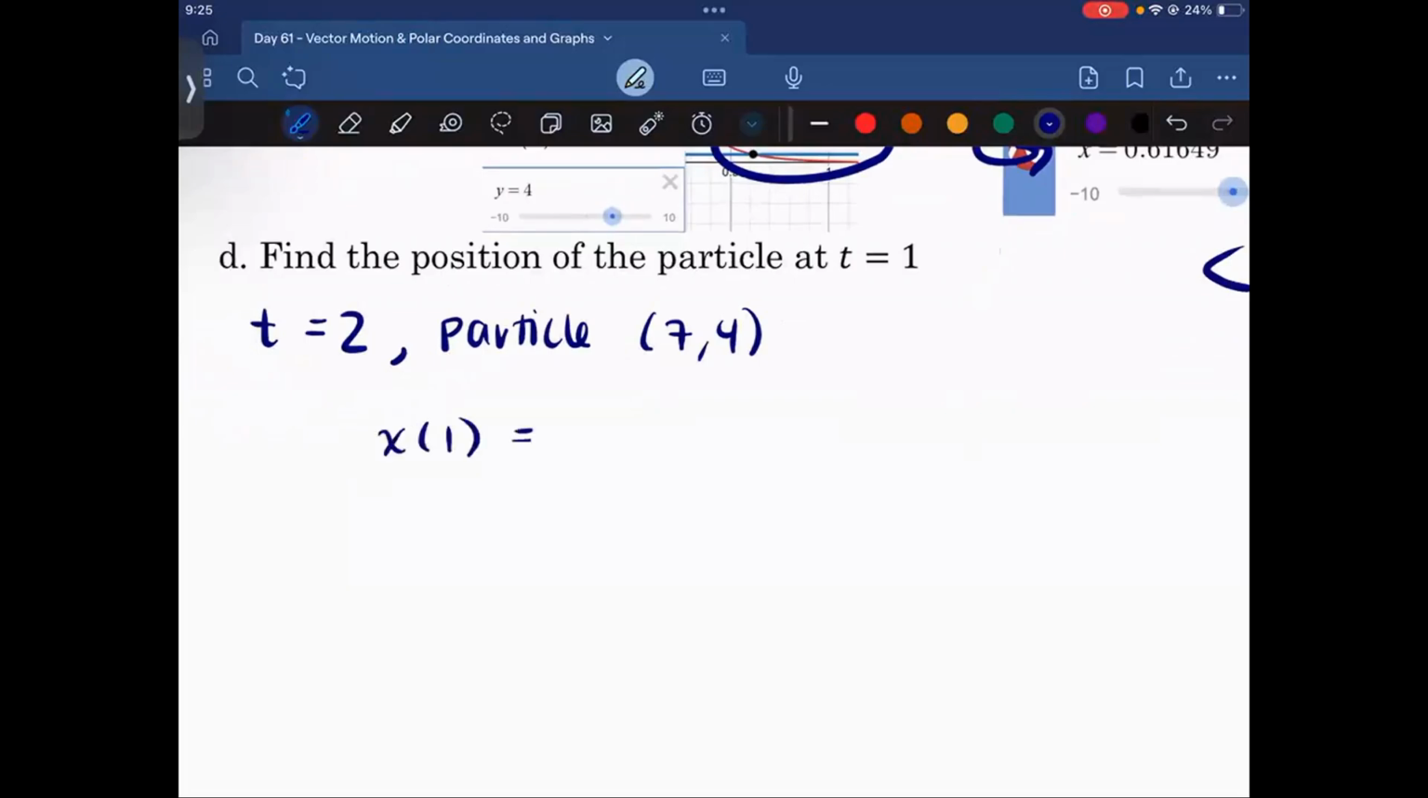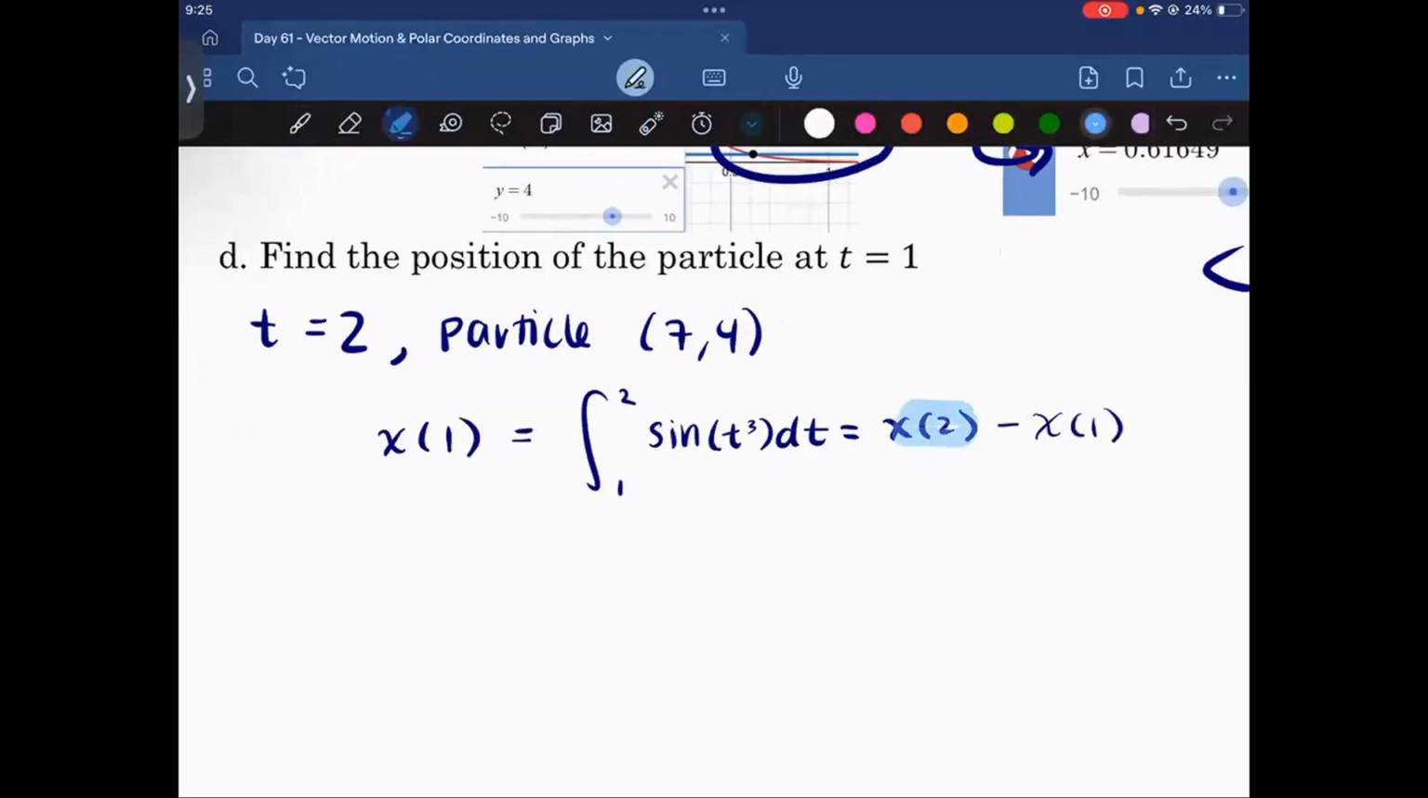So I already have x equals 2, right? But just first, setting up my integral of this. And we know that's going to be x2 minus x1. And we already know that our x2 value right here is going to be 7. So I'm going to solve for my x1.